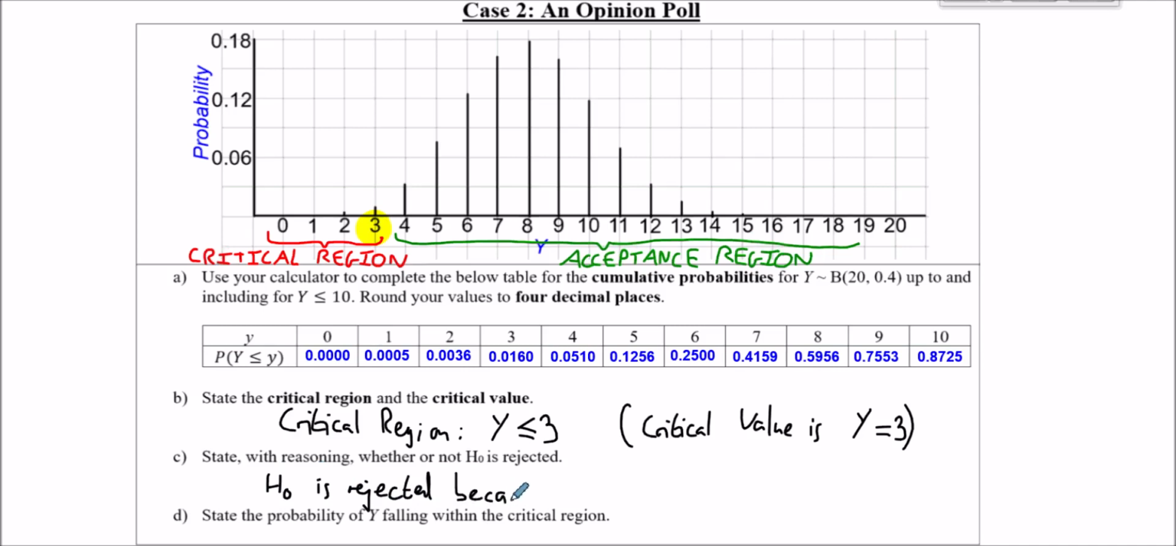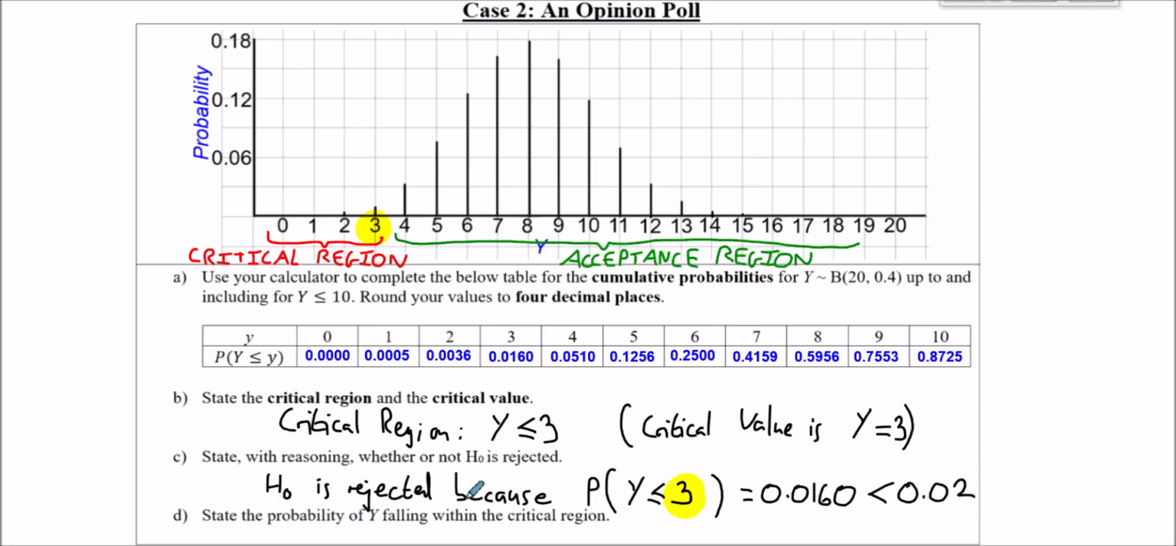Now you can say because 3 is in the critical region, or you can say something like because the probability that y is up to and including 3, as you can see here from the table, that probability is 0.0160, and that's less than our level of significance. In other words, it's less than 0.02.